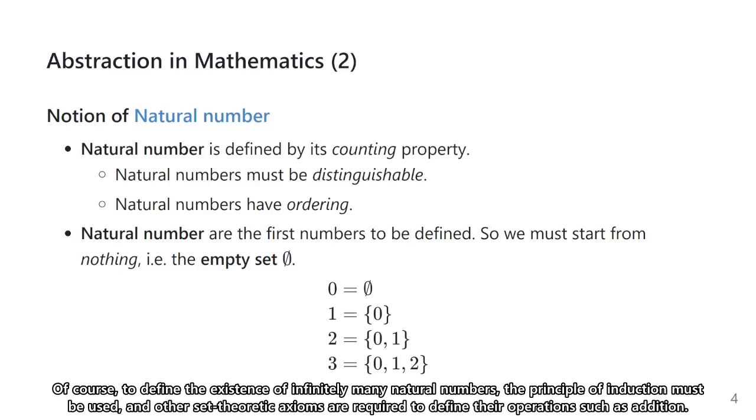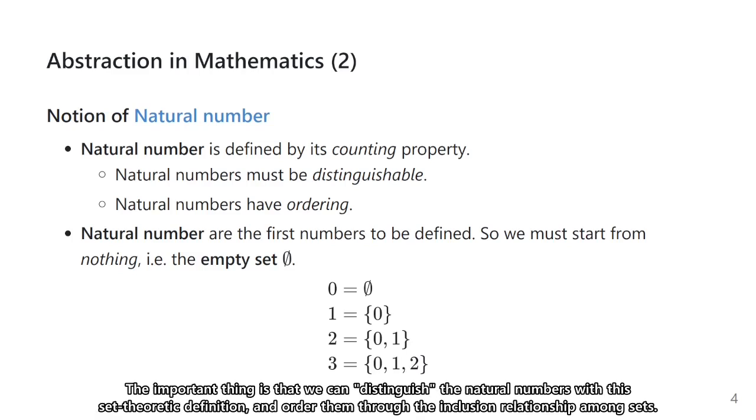Of course, to define the existence of infinitely many natural numbers, the principle of induction must be used, and other set theoretic axioms are required to define their operations such as addition. The important thing is we can distinguish the natural numbers with the set theoretic definition and order them through the inclusion relationship among sets.